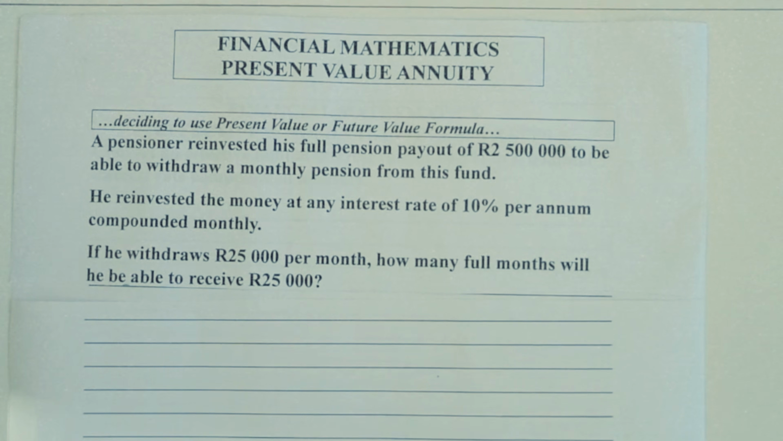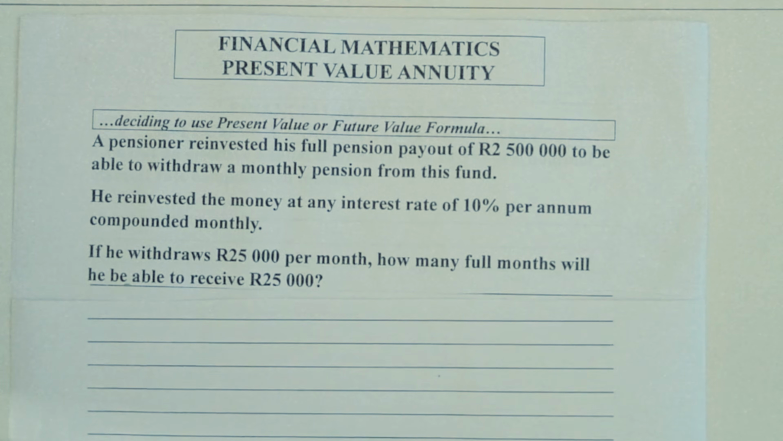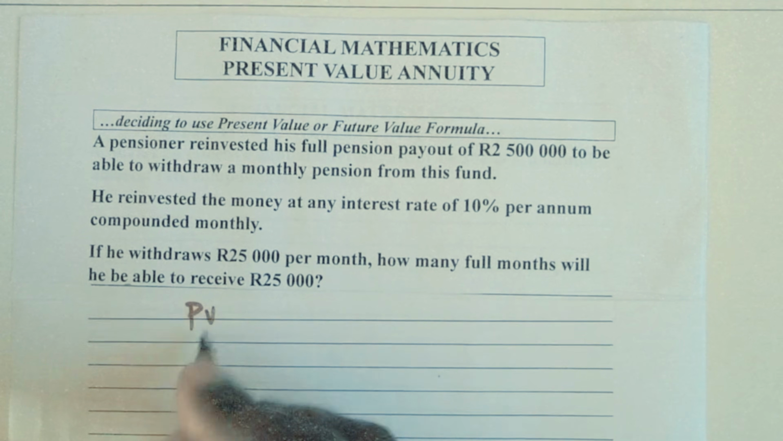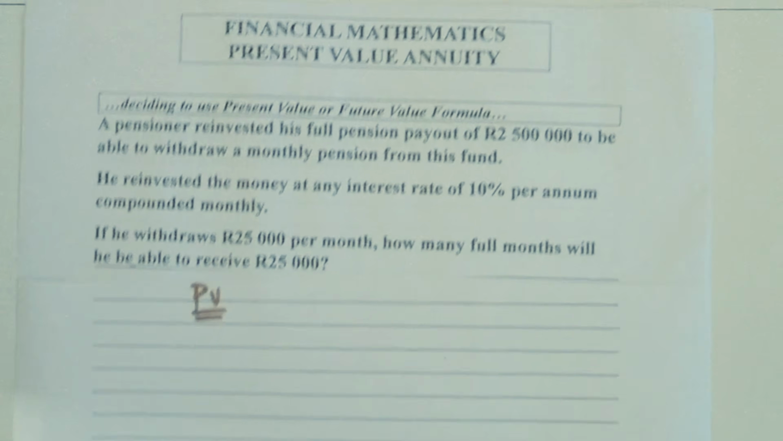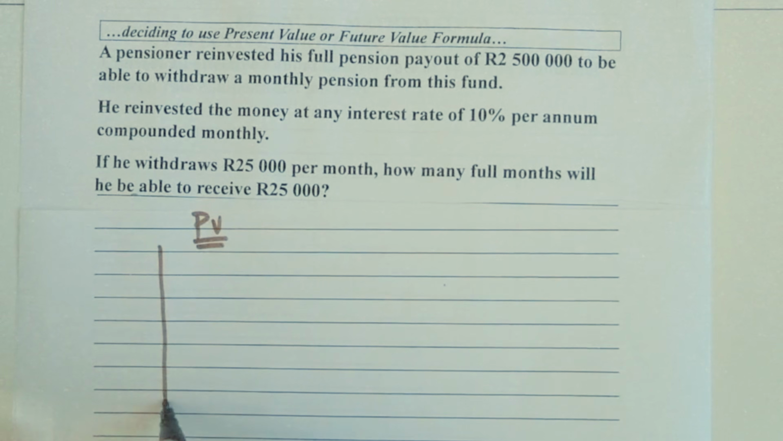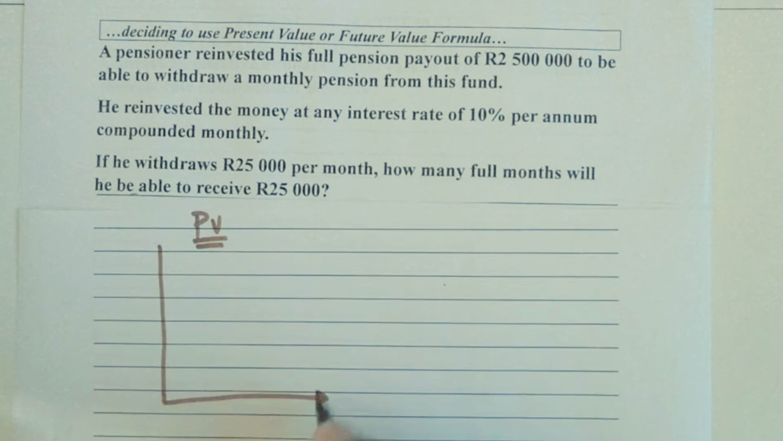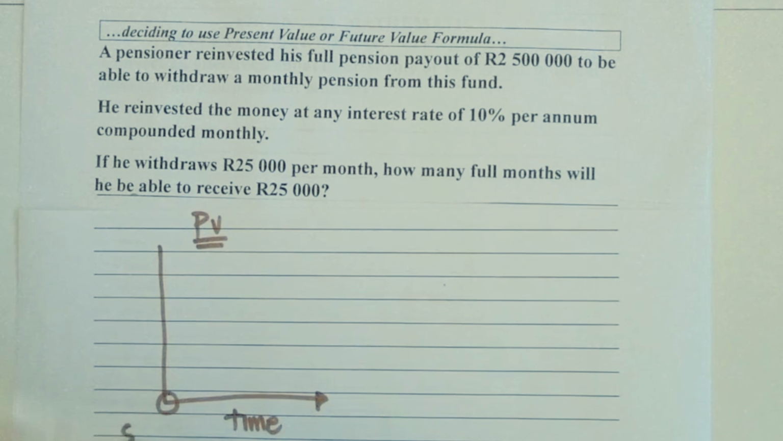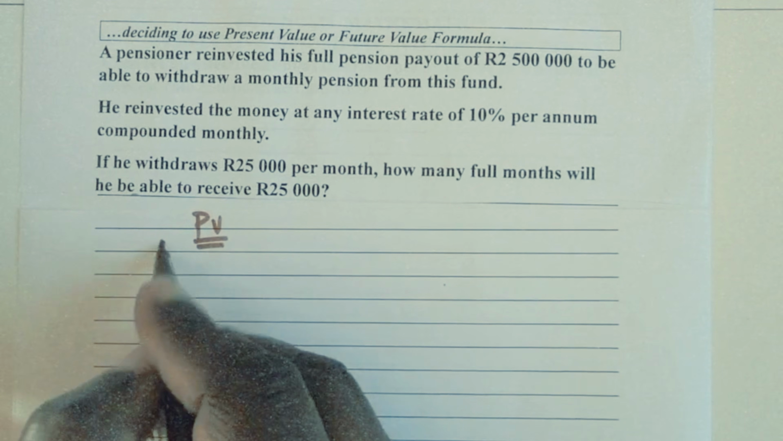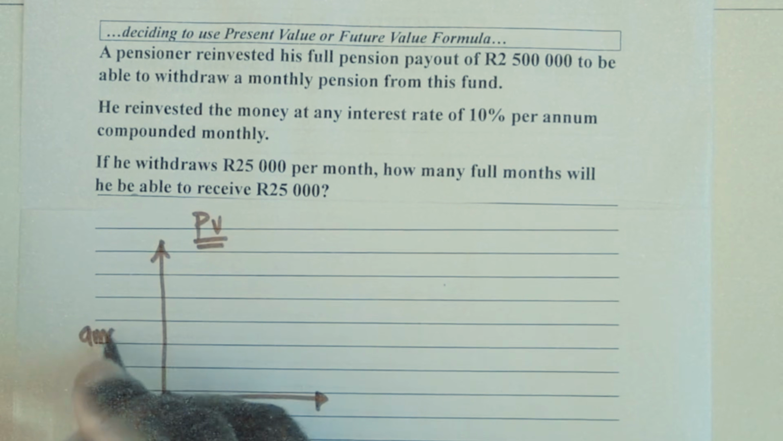In this question here, we need to decide whether we are going to use the present value formula or the future value formula. What is the difference between these two? For present value, I'm going to write here PV, and I'm going to show it graphically. So I'm going to draw a graph here: on the horizontal axis, this is time. This is where we are starting. And then this is the amount.